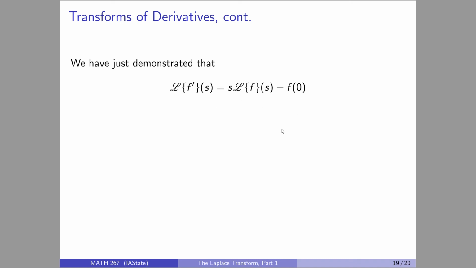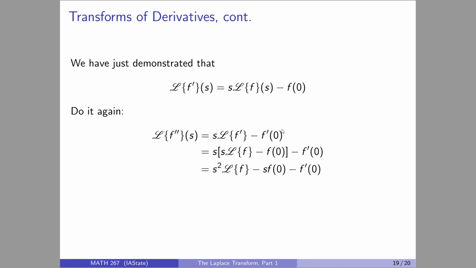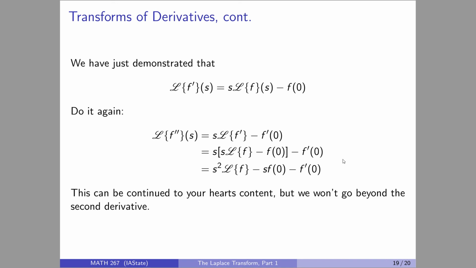So we've now got a formula for the Laplace transform of a derivative. And once you've got a formula for a derivative, you can do it again. There's the formula for the second derivative: note an s squared, two derivatives, showing up, and f of 0 and f prime of 0. And it's worth noting that you can keep going. There's a formula for the Laplace transform of the nth derivative, but we're never going to go beyond the second one. So we'll leave it at that.